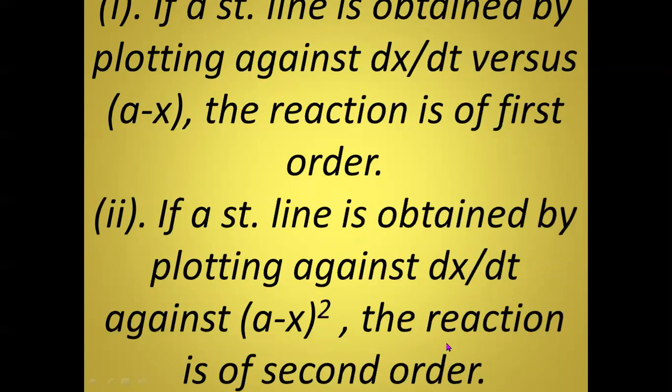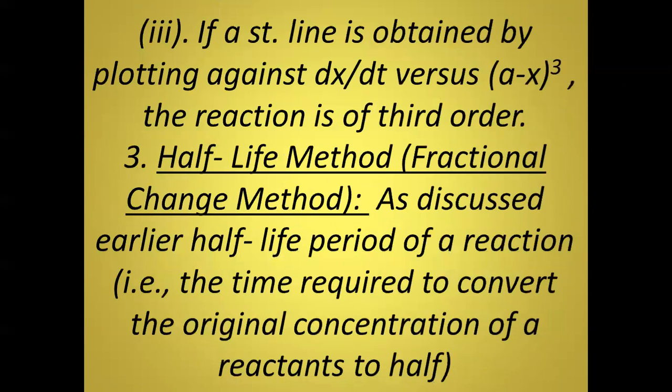If we get a straight line in this, then it is called a second order reaction. Whereas if a straight line is obtained by plotting dx by dt against a minus x whole cube, then it is called a third order reaction.